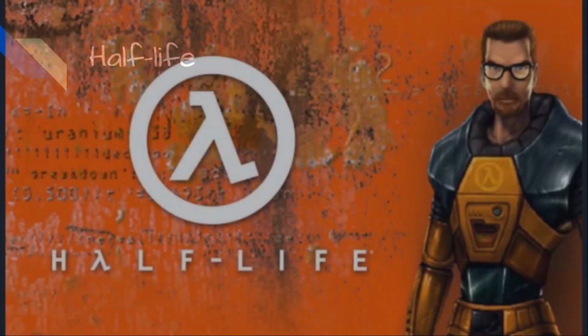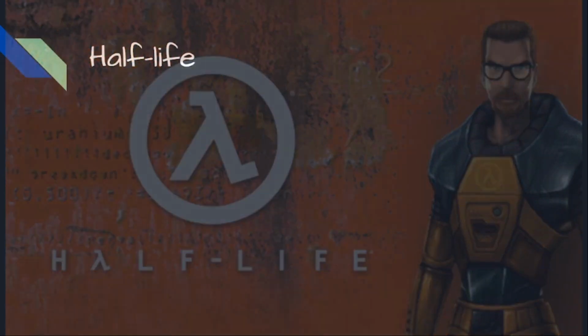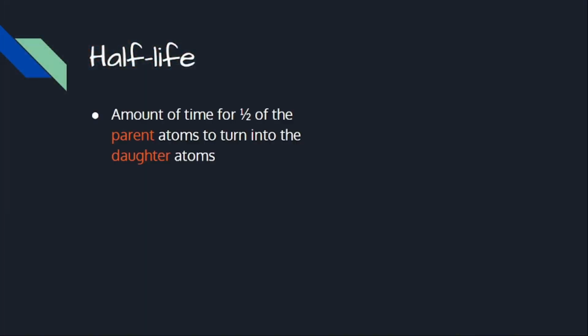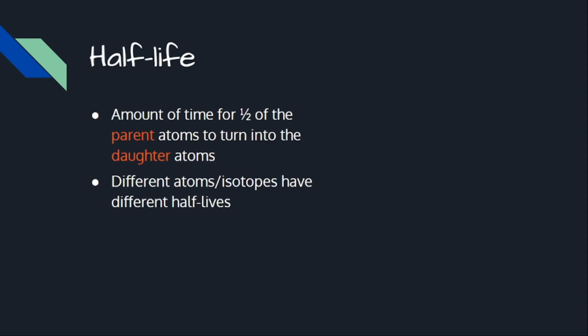So let's talk briefly about what we call half-life. No, not that half-life. A half-life is the amount of time it takes for half of the parent atoms to turn into the daughter atoms. Remember, it is completely random which atoms are going to decay, which atoms are going to change. But on average, after a certain amount of time, half of those atoms will have changed.